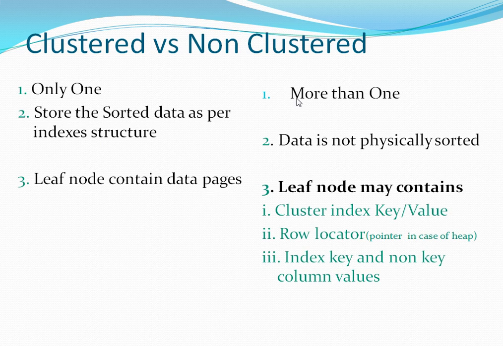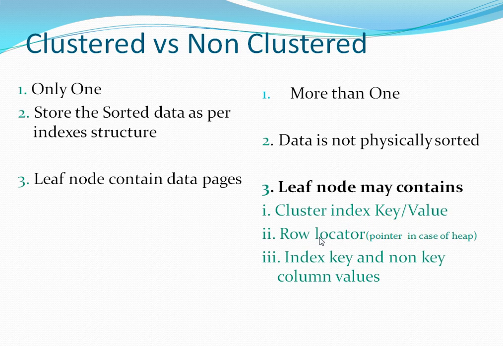But in the case of a non-clustered index, data is not physically sorted. At the leaf level we have the clustered index key. If on a table we have a clustered index and one non-clustered index, the non-clustered index will store the key value of the clustered index. So the leaf node of a non-clustered index will store the clustered index key value.